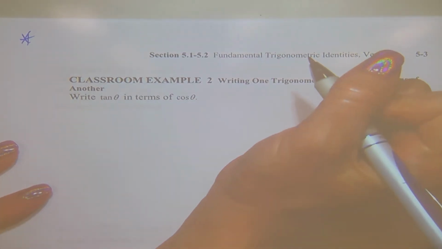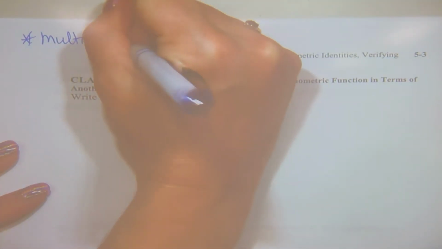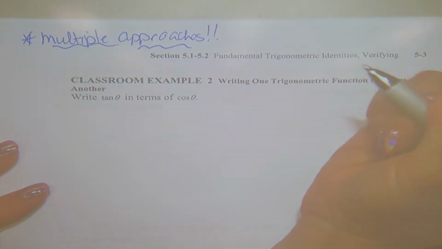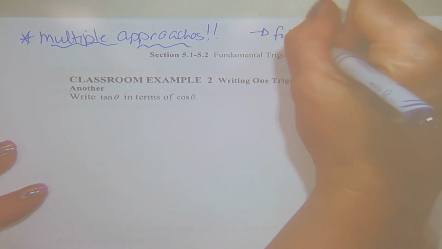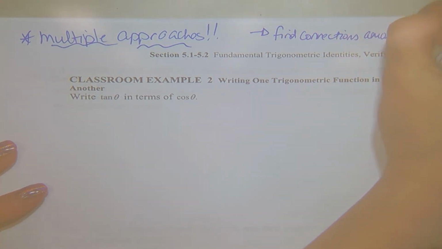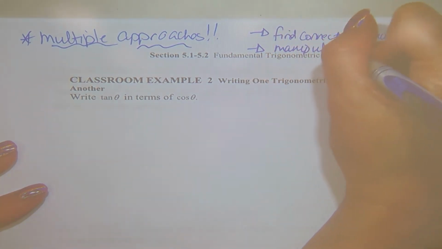Some things that you need to be aware of. As we move toward verifying identities, there are going to be multiple approaches. There's not just one way to do this. Lots of ways. Your goal is going to be to find connections among whatever functions you're working with, and then you're going to be manipulating the functions arithmetically.